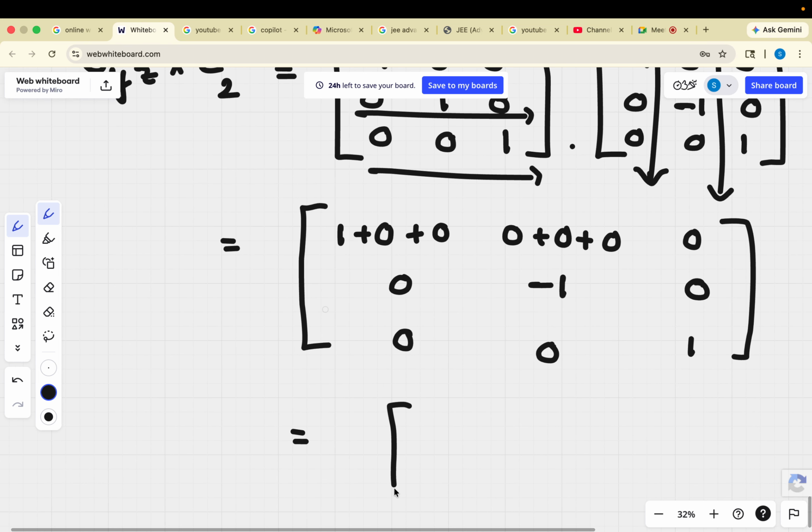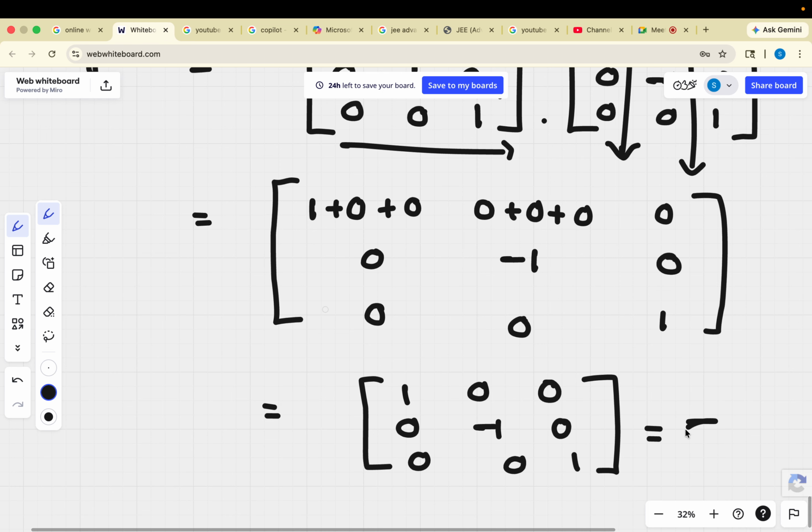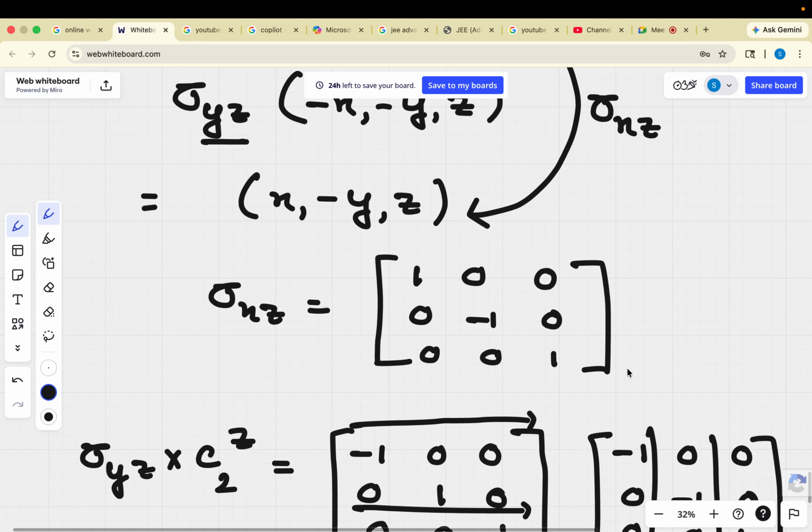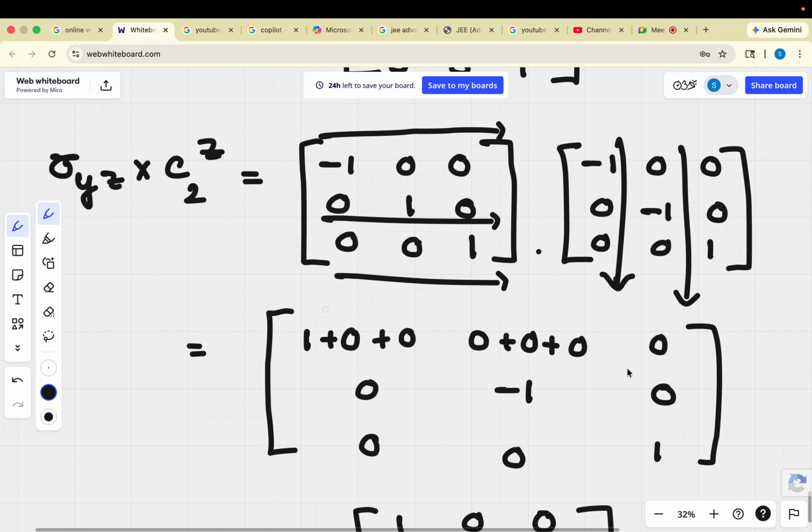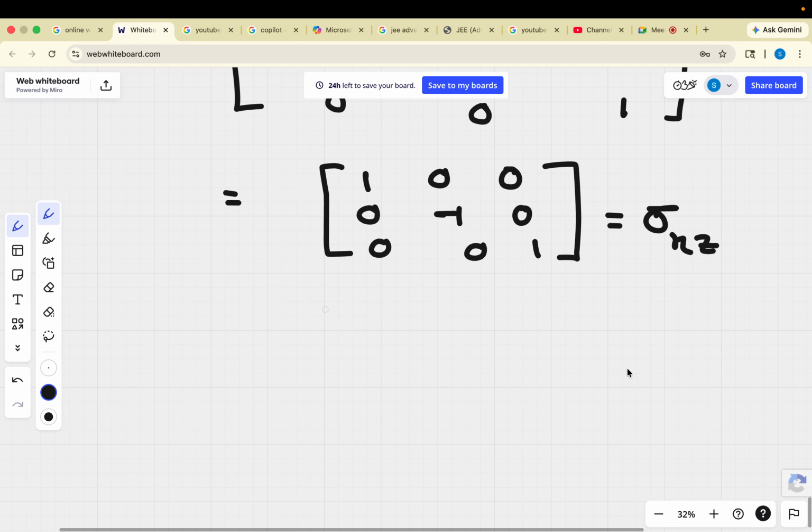So basically what I am getting is 1 0 0, 0 minus 1 0, 0 0 1. So this is the matrix you are getting, which is what? Which is your sigma xz. Xz means what? Y will change, right? So both the things you can do: in our chemistry rules, or you can do simple matrix multiplication, your normal 11 12 mathematics. In both ways you will get the same answer.